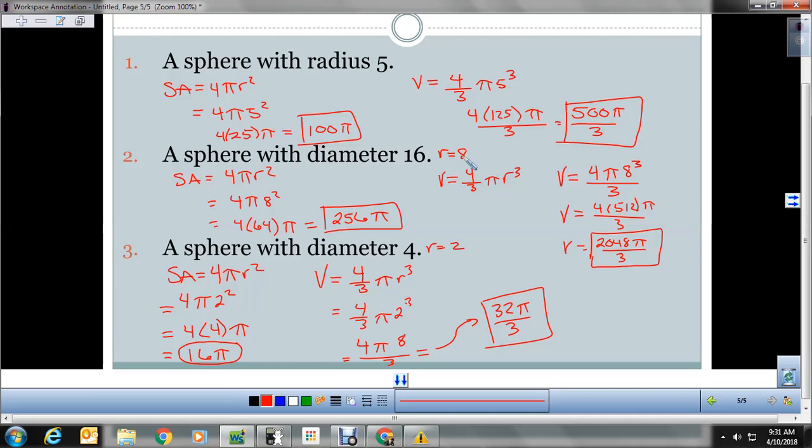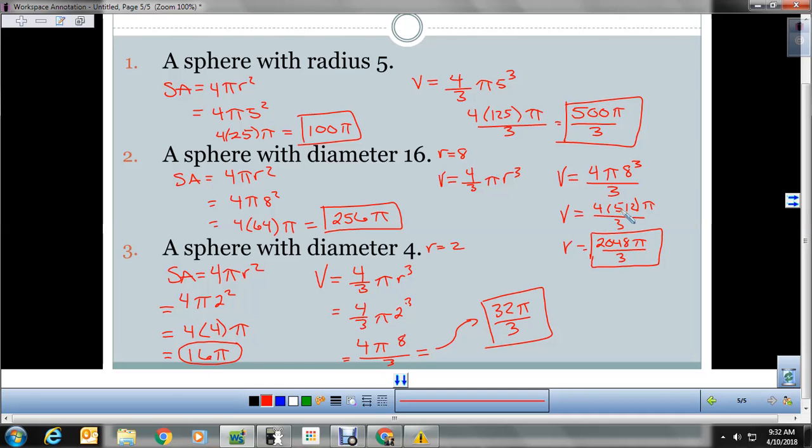So we go to the second one. We have a diameter of 16, which gives us a radius of 8. Plug our radius in, that gets squared, it gets 64. 4 times 64 is 256 pi. For the volume, we're going to plug in 8 again as our radius. 8 cubed is 512 times 4 divided by 3.